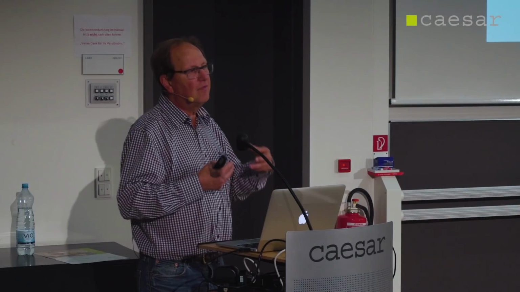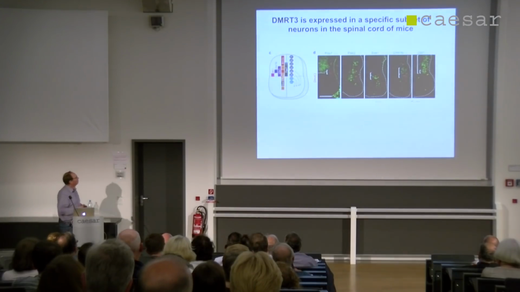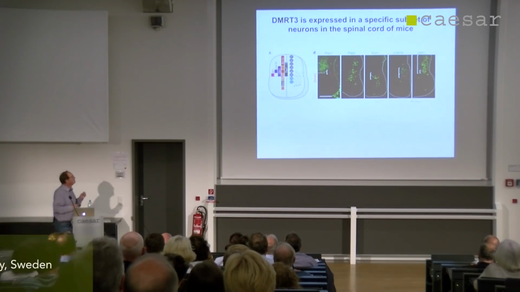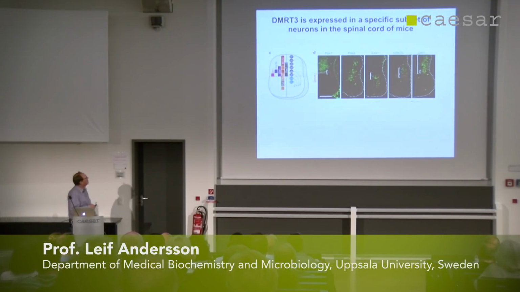And the first question we ask is, of course, in which cells is this gene expressed? If we had found out that it was expressed only in the skin, we would be very worried that we have the wrong gene. But what we found out was that it's expressed in the spinal cord. So it's expressed in a specific subset of neurons in the spinal cord of mice, and also in horses. We have more beautiful data in mice because you have more reagents and it's easier to work with a mouse.